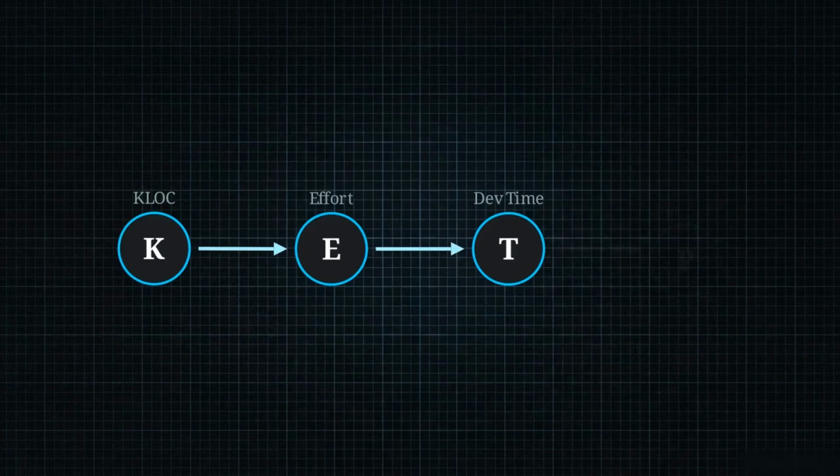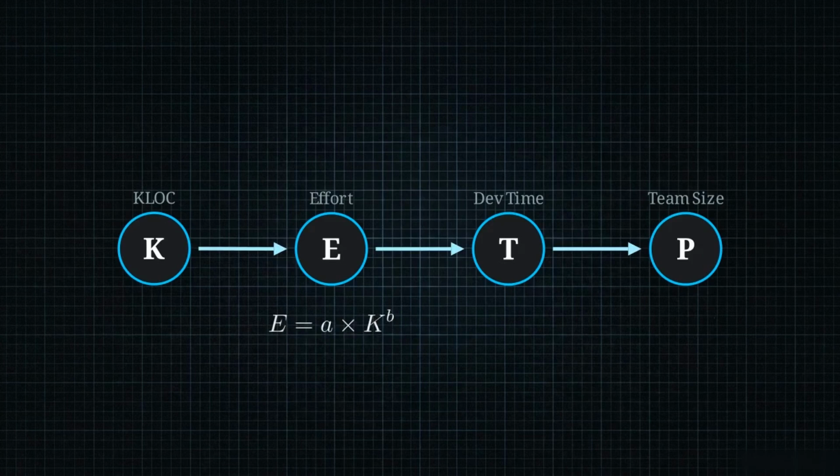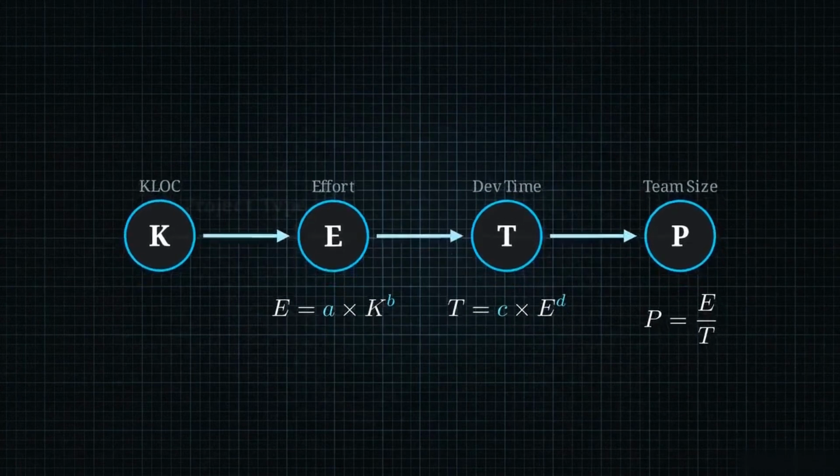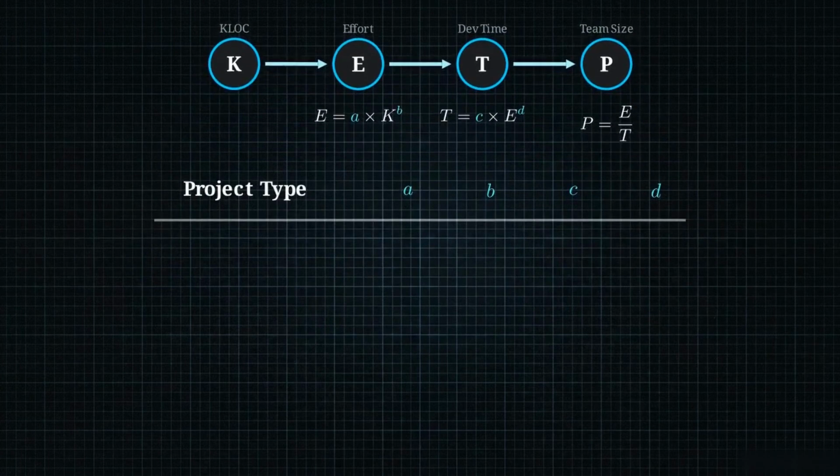To turn your KLOC estimate into a working schedule, Basic COCOMO uses a specific mathematical pipeline. We move from KLOC to effort to time, and finally divide effort by time to get our people, or team size. First, effort equals constant A times KLOC to the power of B. Next, development time equals constant C times effort to the power of D. Finally, team size is just effort divided by time. You'll notice variables A, B, C, and D in those equations. These are constants, and their exact numbers depend entirely on which category your software project falls into.